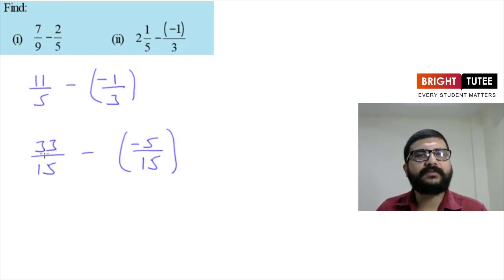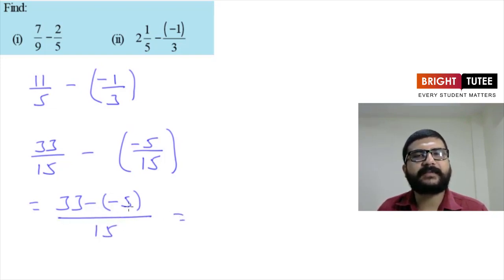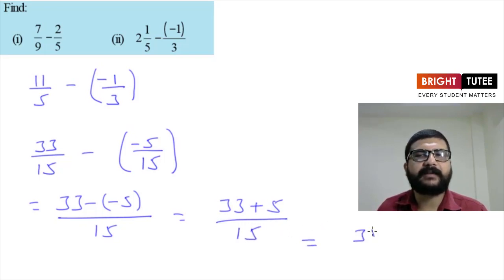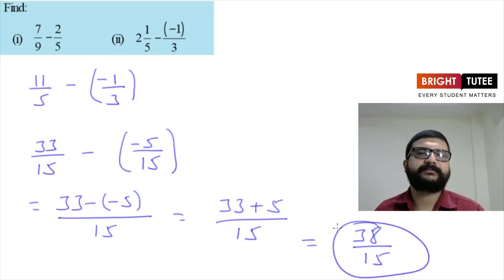So now this will be equal to 33 minus 5. So 33 minus 5 is equal to 33 plus 5 upon 15. Now this will be equal to 38 upon 15. So the answer we are getting is 38 upon 15.